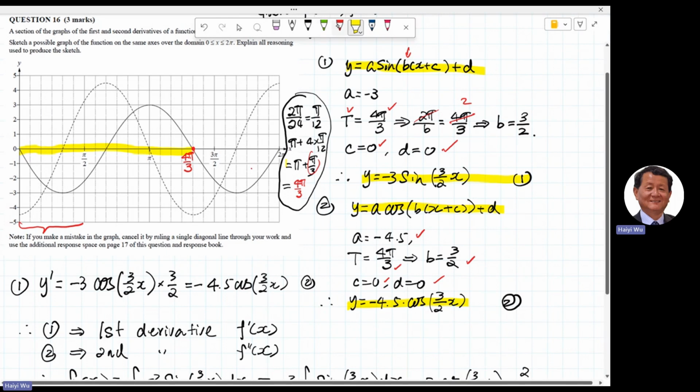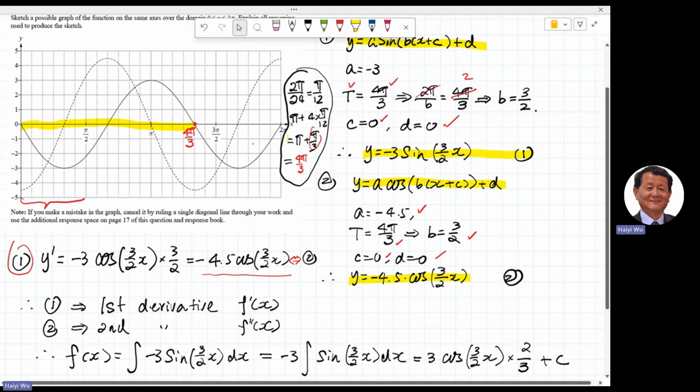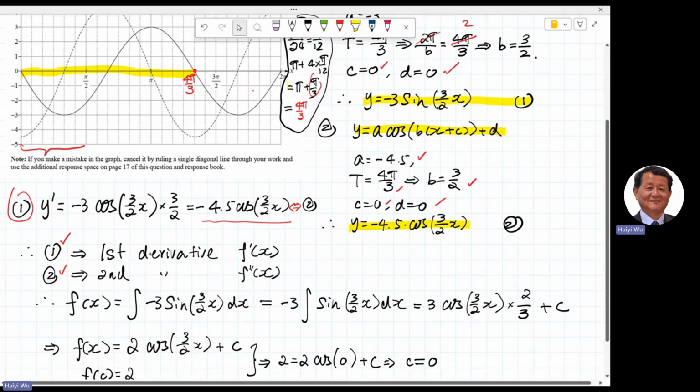I'm going to use the differentiation of the first one. I work it out, and the differentiation gives equation 2. So the first derivative is equation 1, and therefore the second derivative is equation 2. Now I'm going to find the original function.